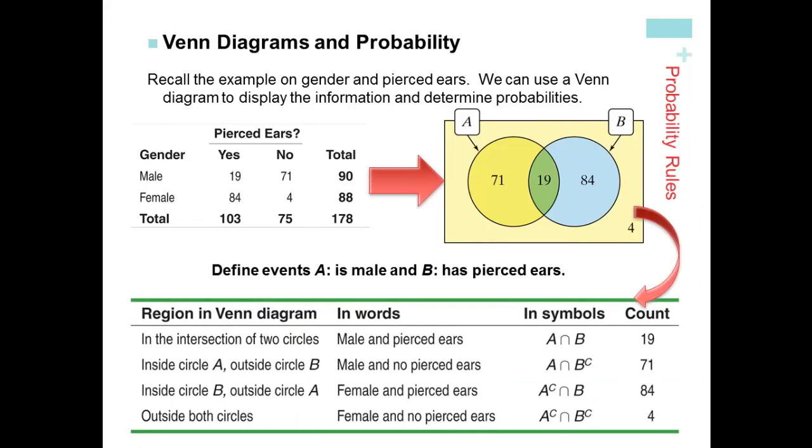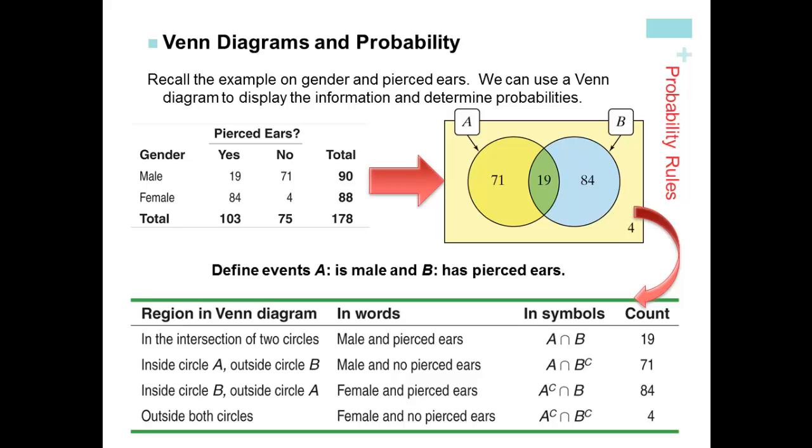In symbols, you can see below the counts that are within the different parts of the Venn diagram. In the intersection of the two circles, the male and the pierced ears, it's A intersect B, and there's 19. Inside circle A but outside circle B, meaning there are males with no pierced ears, it's A intersect B complement, so it's outside of circle B, and there's 71 there.